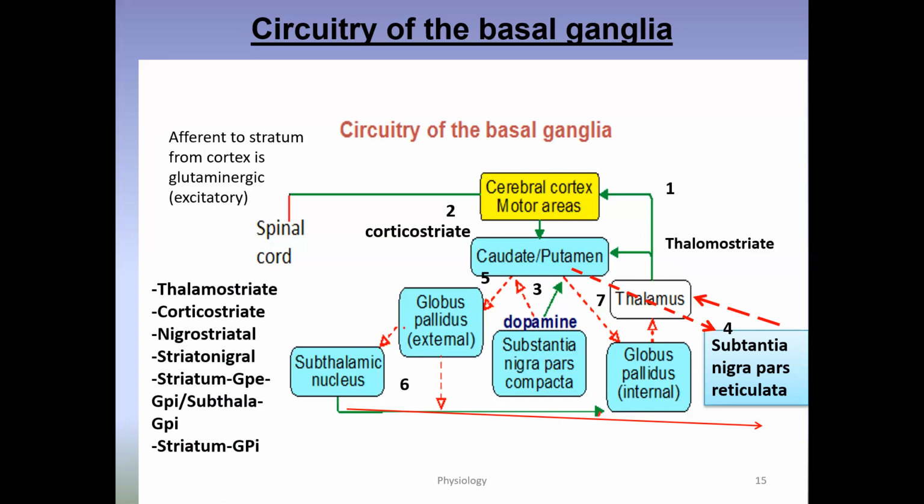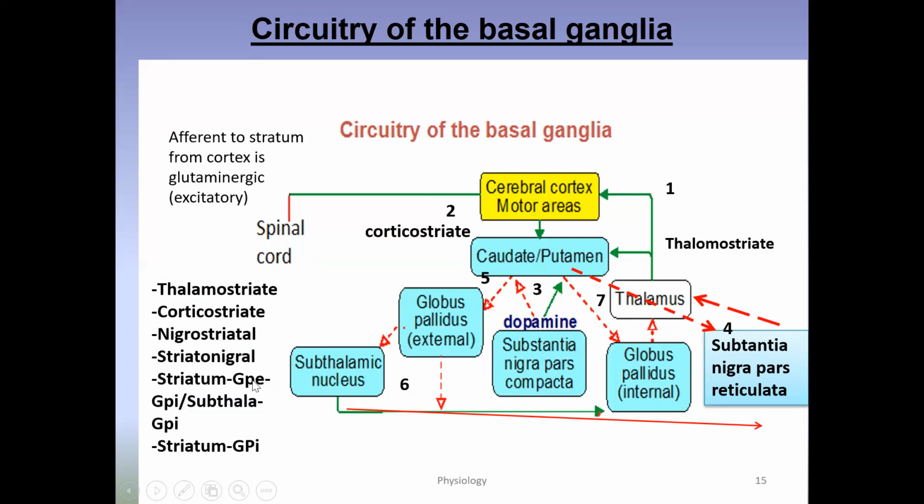So whenever there is damage to this particular tract, or to the inhibition or excitation, this will lead to abnormal connection between the basal ganglia nuclei. Okay, so remember, input is thalamostriate and corticostriate. Internuclear connections are nigrostriatal, between the substantia nigra pars compacta and the striatum. Striatonigral is the striatum to pars compacta and pars reticularis. That is inhibition. That means there are two connections between the striatum and substantia nigra.